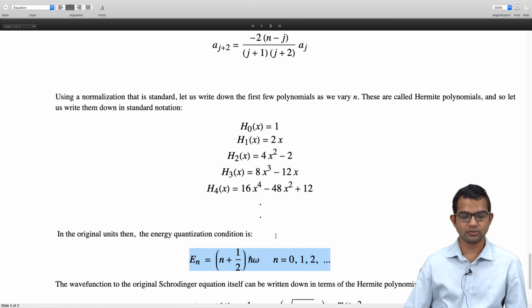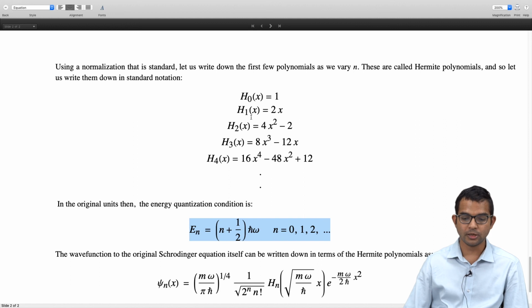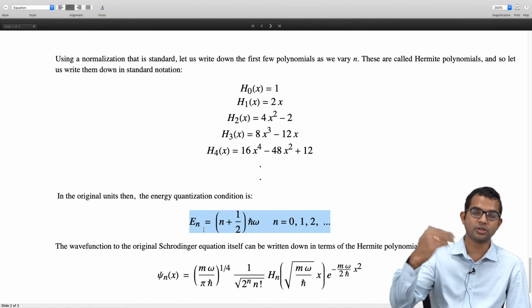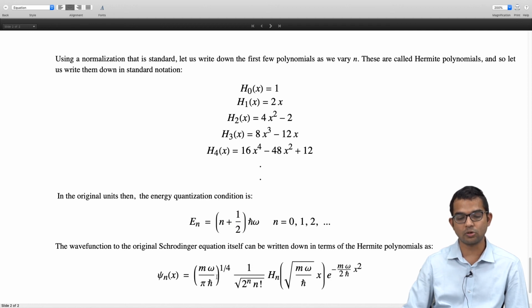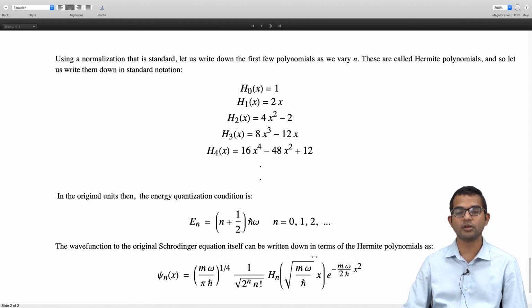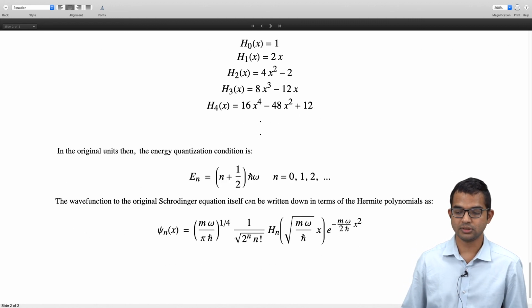And the wave function of the original Schrodinger equation itself can also be written down in terms of these Hermite polynomials. So you see there is this factor of 1 over square root of 2 to the n factorial. This comes in because of the convention that is followed for Hermite polynomials. And then we have plugged in the original units, therefore you have all these factors of m omega divided by pi h cross, the whole to the power 1/4, and the polynomial Hn is not of just x, but you also have this factor that you have to use because of the original units, square root of m omega divided by h cross, and then you have e to the minus m omega by 2h cross times x squared.